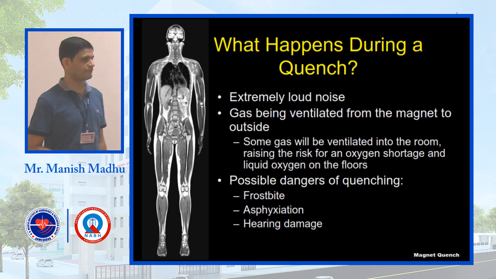What happens during a quench? When you apply a quench, what will you see? An extremely loud noise. Gas being vented from the magnet to the outside. Some gas will be vented into the room, raising the risk of oxygen shortage and liquid cryogen on the floors. Here are some possible dangers of quenching: first, frostbite, asphyxiation, that means suffocation, and hearing damage. And frostbite means you will have skin damage.